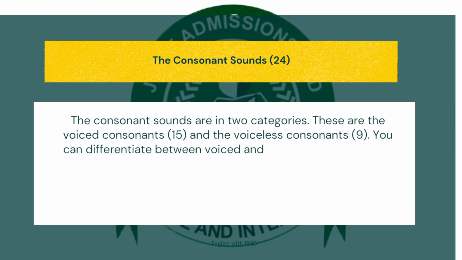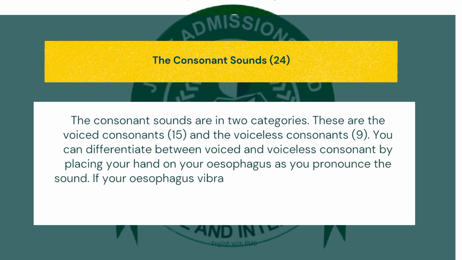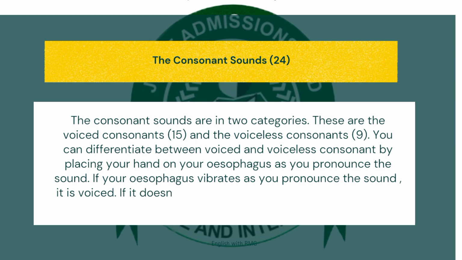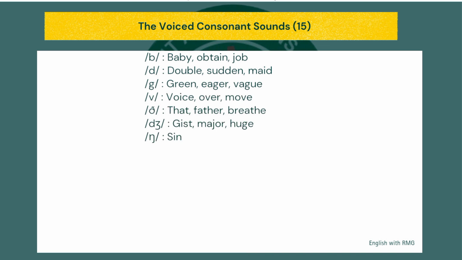You can differentiate between the voiced consonants and the voiceless consonants by placing your hand on your esophagus as you pronounce the sound. Let's exemplify this by pronouncing P and B together. So place your hand and pronounce P. You will notice that your esophagus only moves, but it doesn't vibrate. Now place your hand and pronounce B. You will notice the vibration. So this is what we mean by voiced and voiceless.